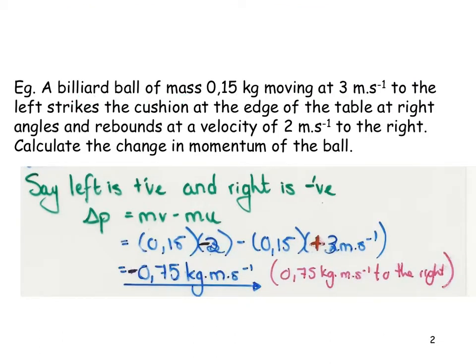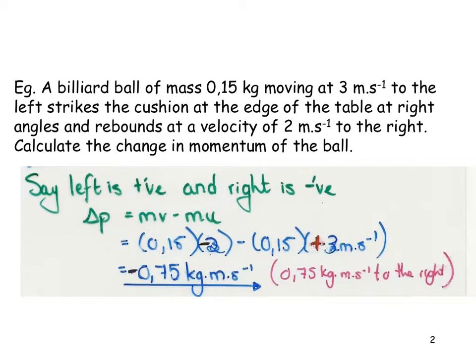A billiard ball has a mass of 1,5 kilograms. It moves 3 meters per second to the left. So what's its starting momentum? Its starting momentum is 1,5 times 3. That's the initial momentum, and I'm going to make the left positive. It strikes the cushion at the edge of the table at right angles and bounces back, or rebounds, at 2 meters per second to the right. So the right is going to be negative. Same mass, negative. Notice there's a minus sign here.